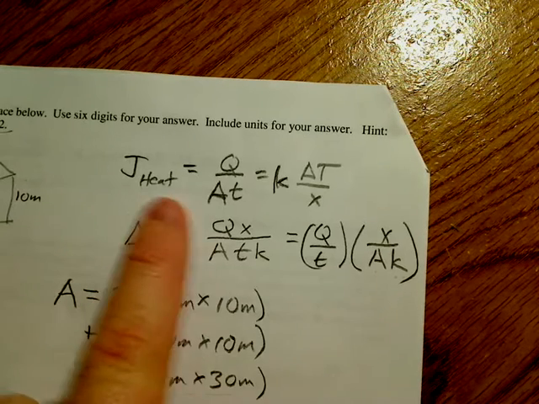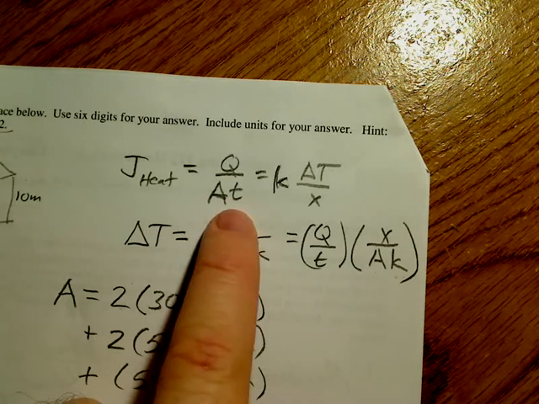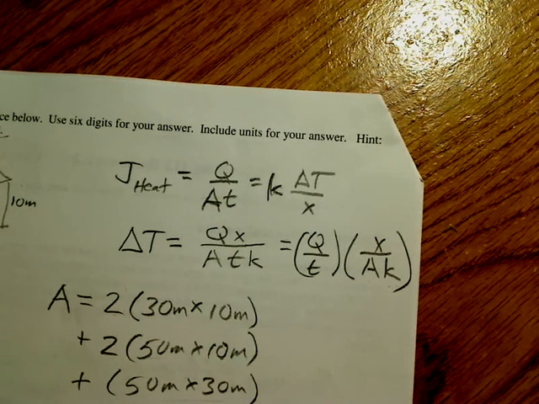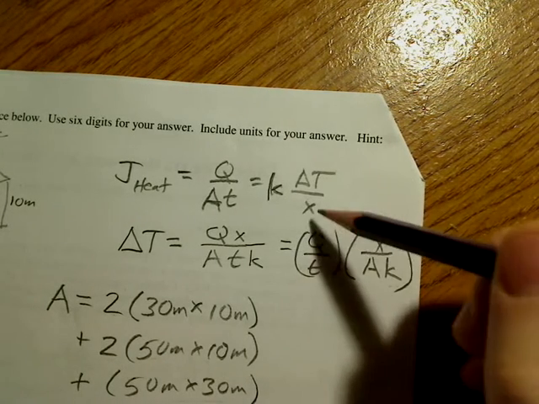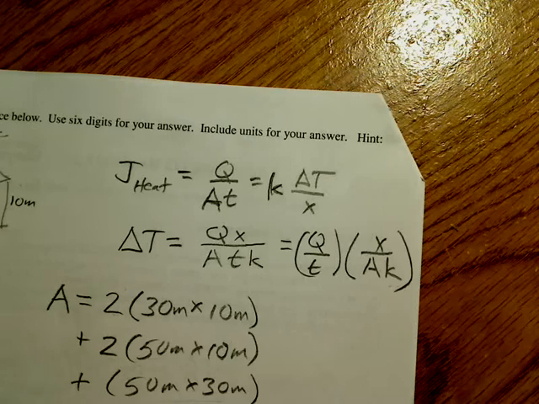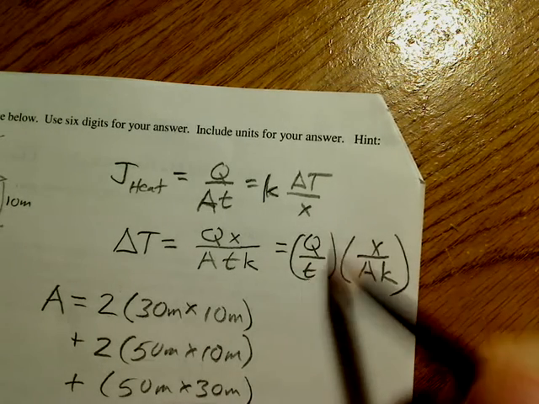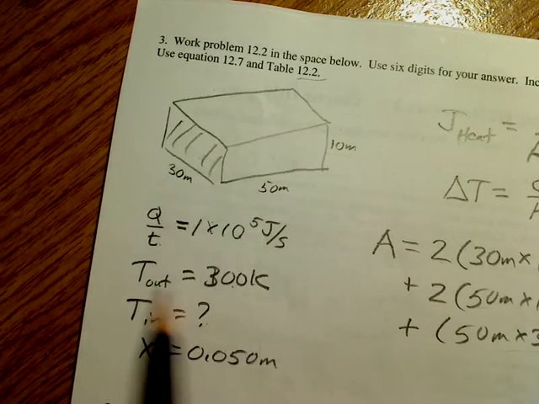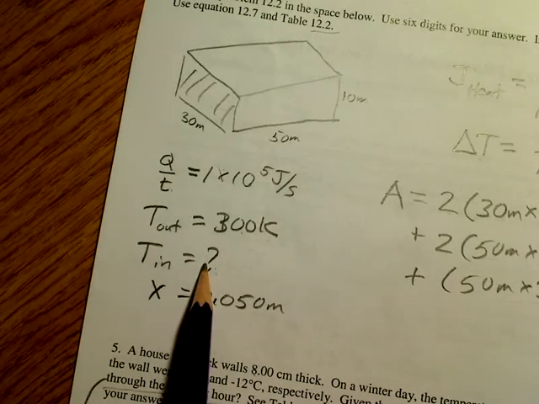The general equation for flux, heat flux, is Q heat divided by area times time equal thermal conductivity times delta T divided by X. You're solving for delta T, and so you want to pull the X over there and the K down. And also we cleverly isolated Q over T because that was given in the statement of the problem. We're given also T out, and you're asked to find T in, so whenever you get delta T, you can use that to figure out what T in is.